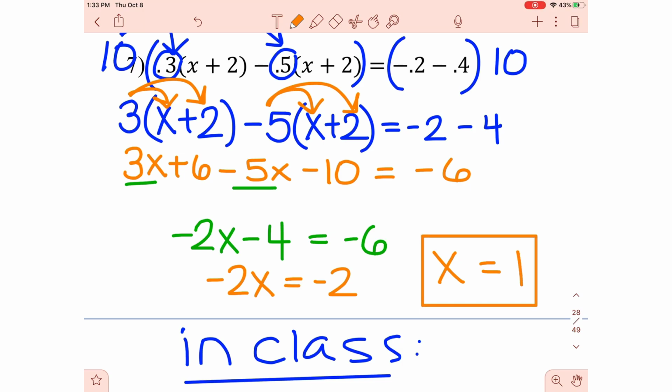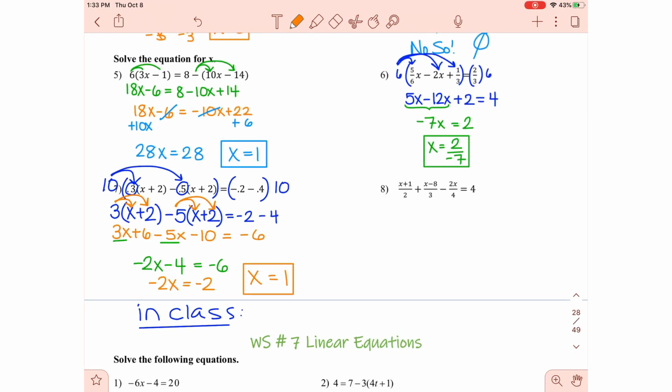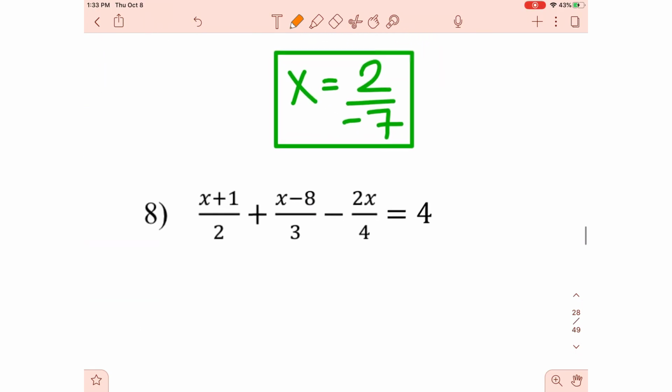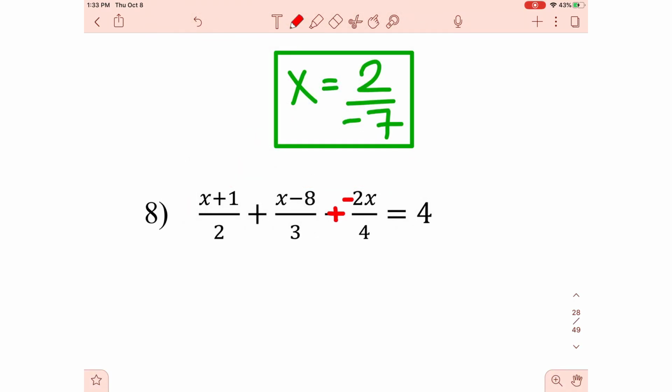Again, I went through solving that quickly, but that's because with linear equations, I do expect us to know how to do these steps, okay? Now the last one, definitely challenging again. Again, I would clear the fractions out. I'm going to change this to a plus negative. And again, I would clear the fractions, so I got to figure out what number 2, 3, and 4 all go into.